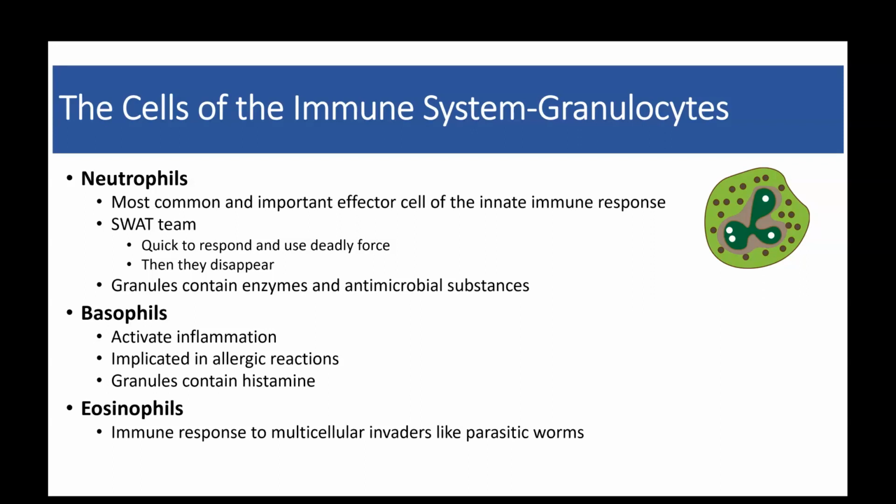So histamines are secreted by these basophils. It causes inflammation, vasodilation, and recruitment of cells like neutrophils, macrophages, and dendritic cells. So the third type of granulocyte is called an eosinophil.